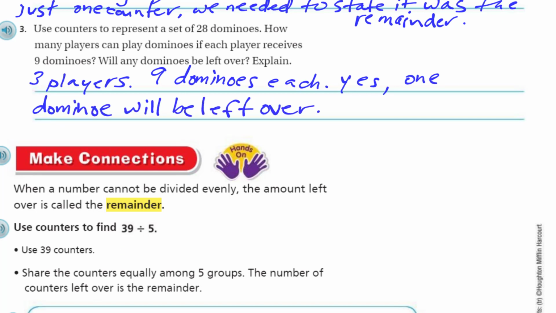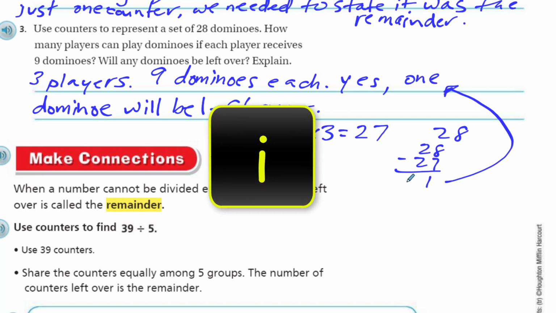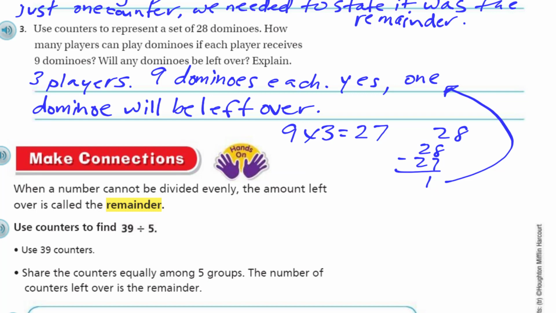You know, in words, just speaking out loud, 9 dominoes times 3 players is 27. We have a total of 28. You can see 28 minus 27 leaves us with just that 1. So the main reason is because our remainder is smaller than the number of players. We have 3 players, but we're left with just 1 domino, so we can't share that one. Not unless you're going to go into the world of fractions.